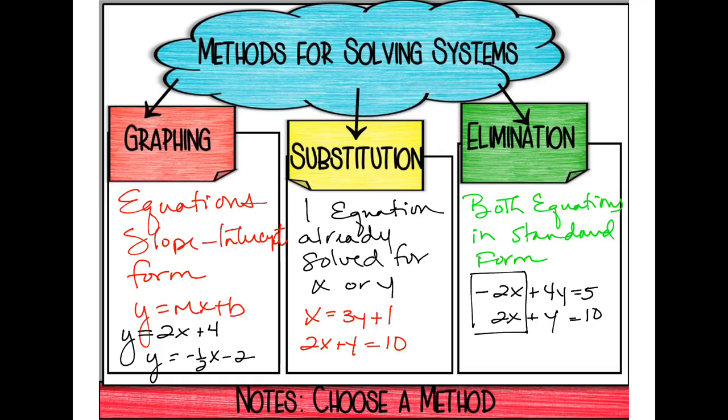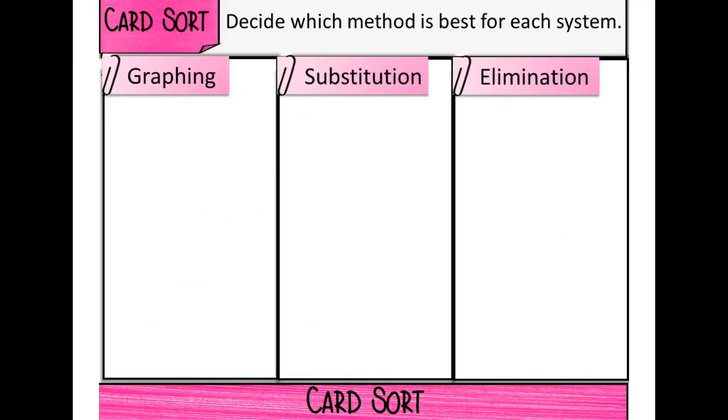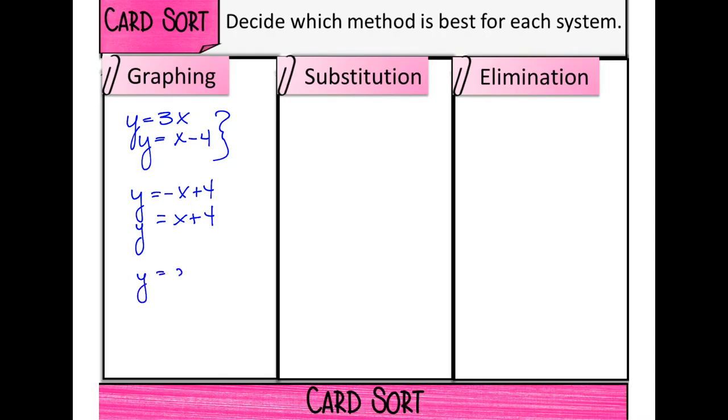Let's look at a few more examples just so that we can make this perfectly clear. So, for example, if I had y equals 3x and y equals x minus 4 as a system, graphing would be a great solution because these are both already in slope-intercept form and ready to graph. If an approximate solution is okay with me, if I don't need to be totally precise, then graphing would be great. So more examples that would be good candidates for using graphing would be y equals negative x plus 4 and y equals x plus 4. Y equals 2x minus 6 and y equals x minus 1.